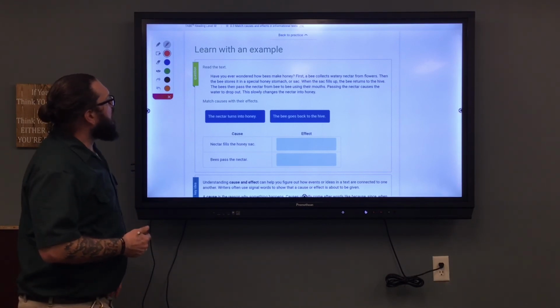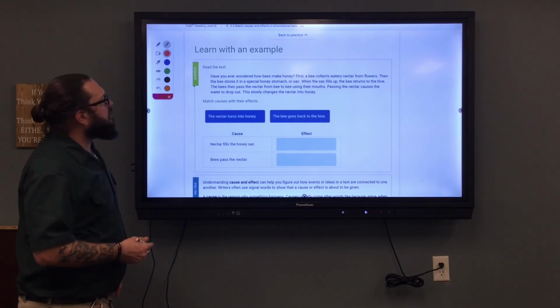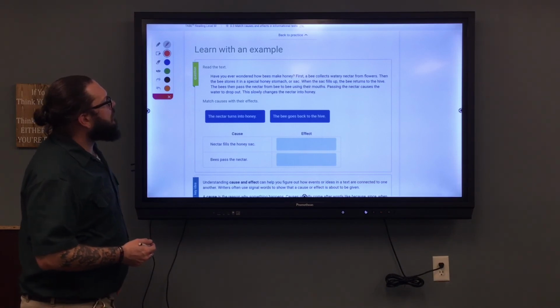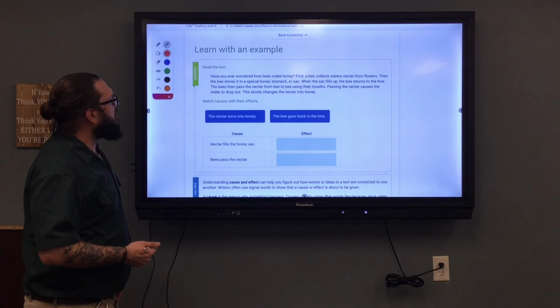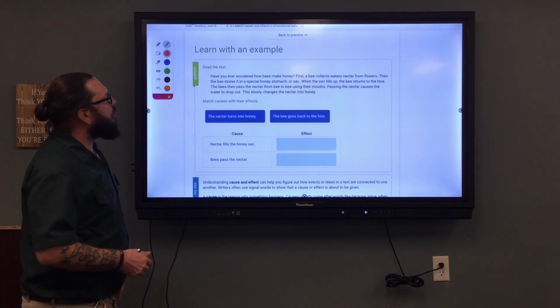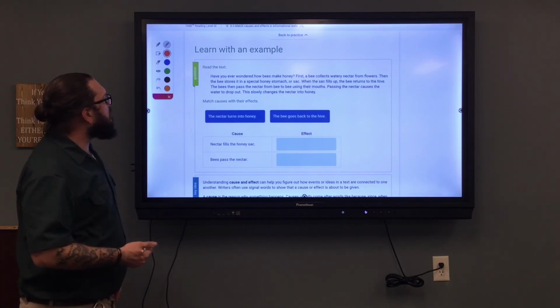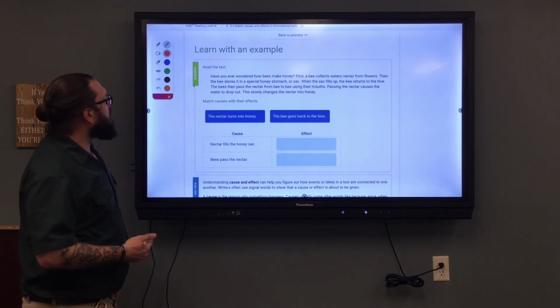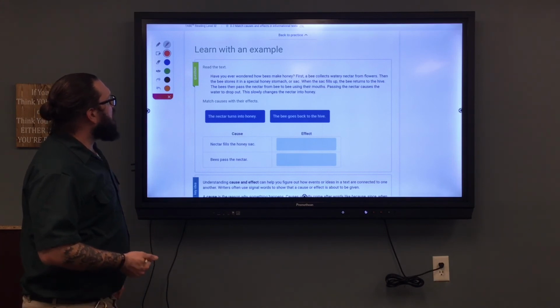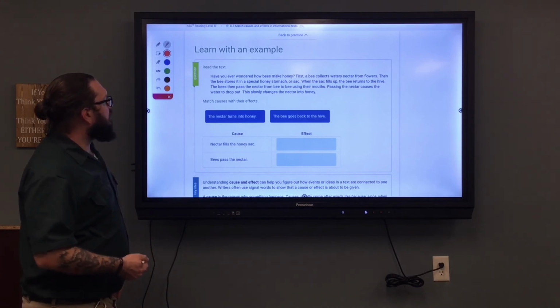Have you ever wondered how bees make honey? First, a bee collects watery nectar from flowers. Then the bee stores it in a special honey stomach or sac. When the sac fills up, the bee returns to the hive. The bees then pass the nectar from bee to bee using their mouths. Passing the nectar causes the water to drop out. This slowly changes the nectar into honey.